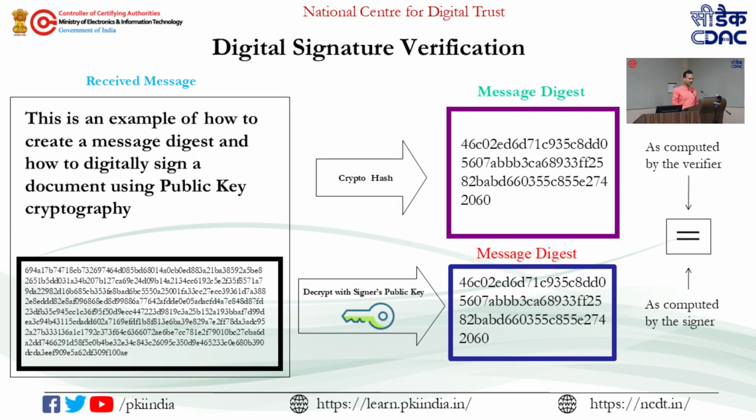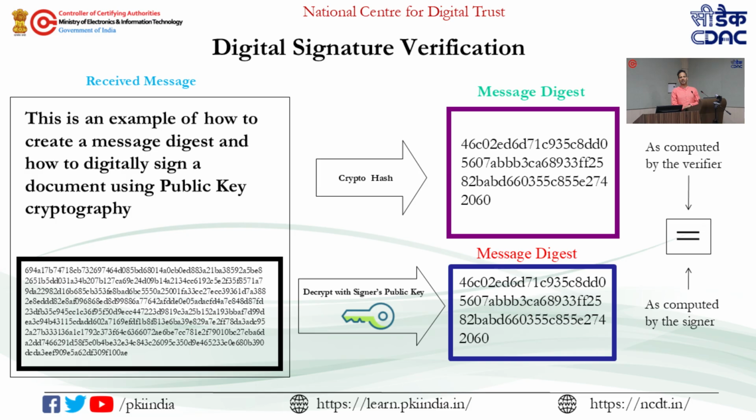Now the second part is that a receiver has received the document and the signature. Now how will I verify who signed it, and whether it was altered or not? So let's see. We have the received message in which I have the content at the top and the digital signature at the bottom. The first thing I will do is put a hash on the upper message, the content.